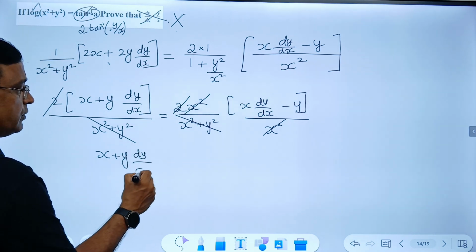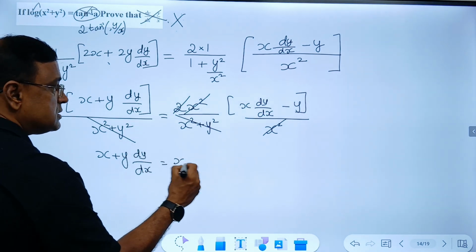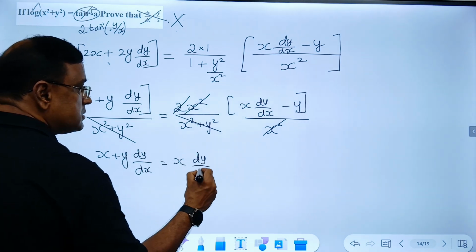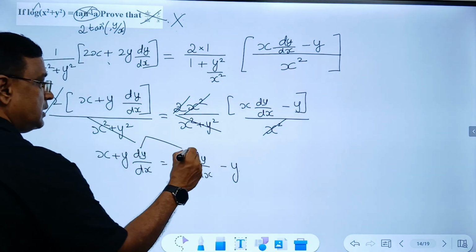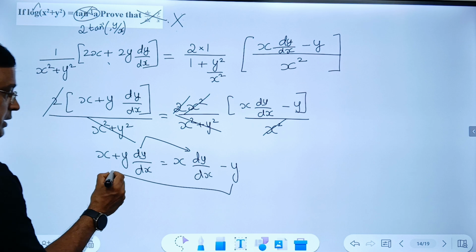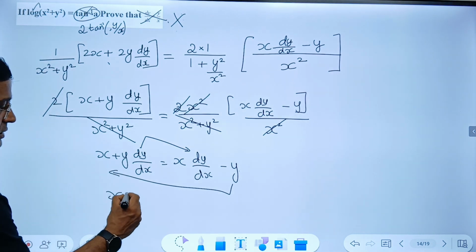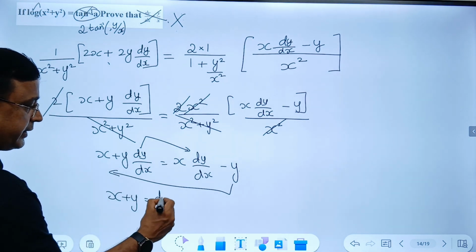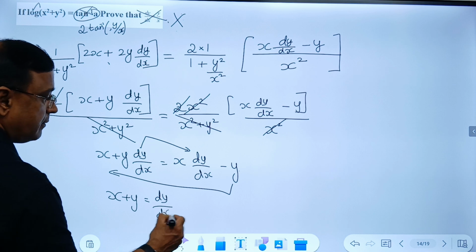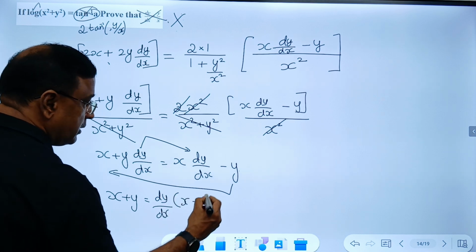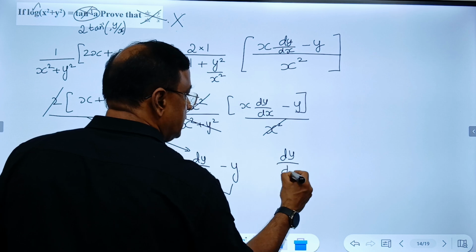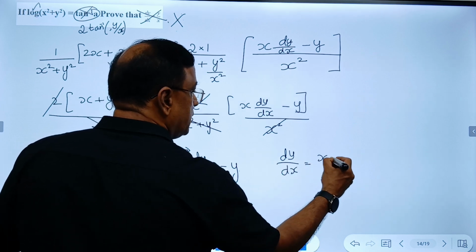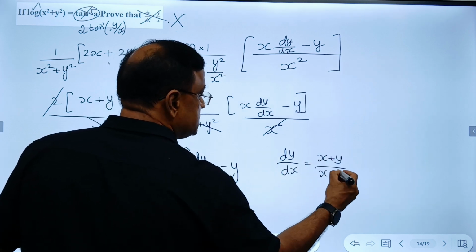It's a very, very beautiful sum. Very, very important sum also. Dy by dx minus y. Now take this term to that side and bring this to this side. So what do you get? X plus y. Now here dy by dx is common. What do you get inside? You get x minus y. X minus y. So what is dy by dx? So dy by dx will be x plus y divided by x minus y.